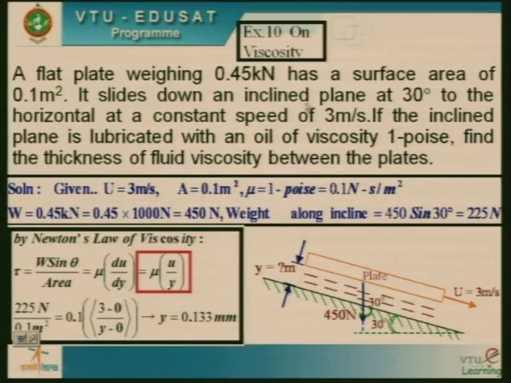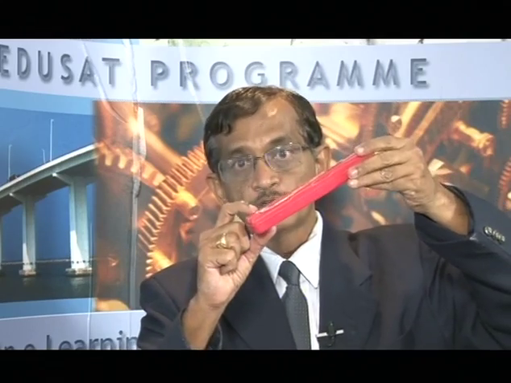It slides down an inclined plane at 30 degrees to the horizontal at a constant speed of 3 meters per second. If the inclined plane is lubricated with an oil of viscosity 1 poise, he has given you the dynamic viscosity between the plate and the inclined plane. That viscosity is 1 poise. Find the thickness of the fluid film between the plate and the plane. This time he is asking you for y to be determined.